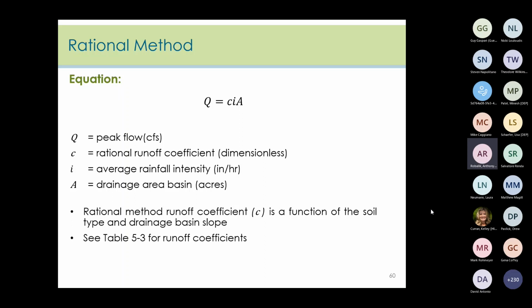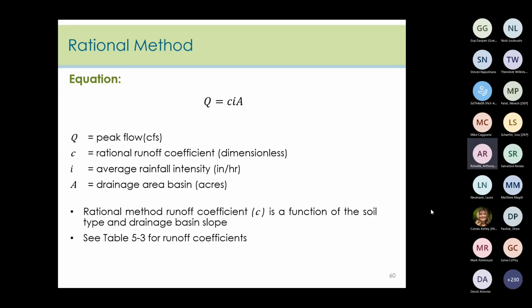So the rational method equation is Q equals CIA, and again, can only determine the peak flow rate. Q is the peak flow in CFS. C is a dimensionless runoff coefficient, which can be found in Table 5.3 from the BMP manual Chapter 5. I is the intensity in inches per hour, and A is the area in acres.